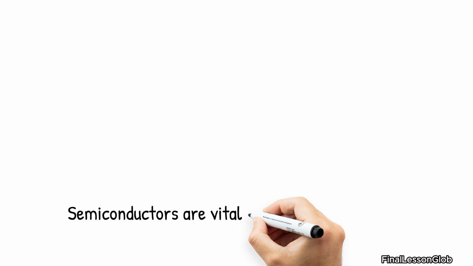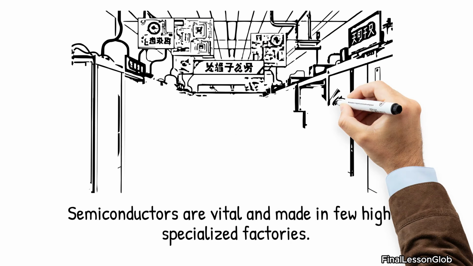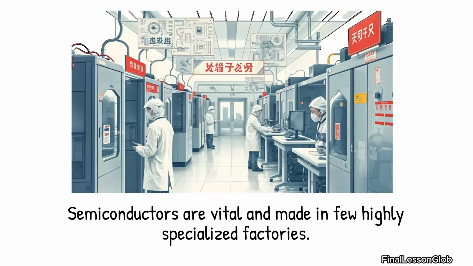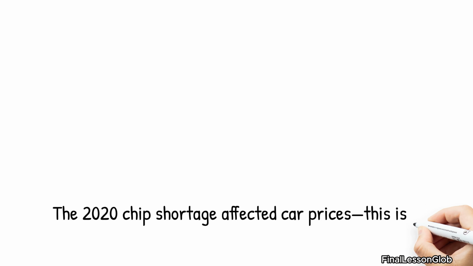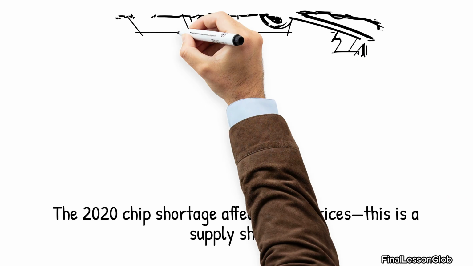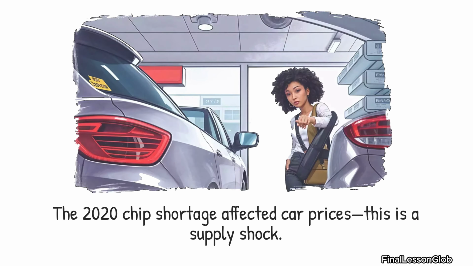Also, chips. No, not the edible kind. Semiconductors made in a few ultra-specialized factories, mostly in East Asia. In 2020, a chip shortage made used cars more expensive than new ones. This is called a supply shock, and it messes with everything.